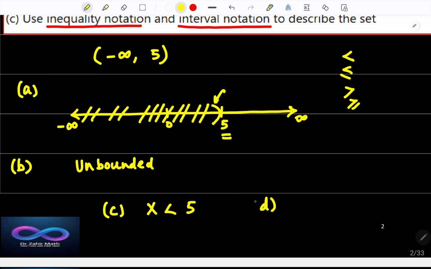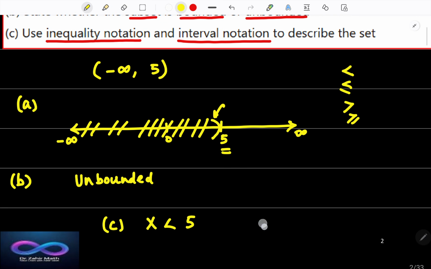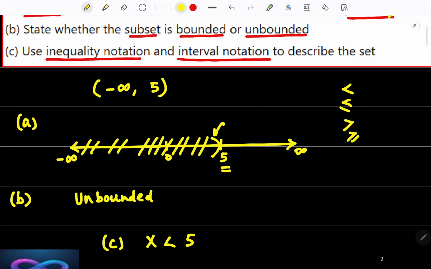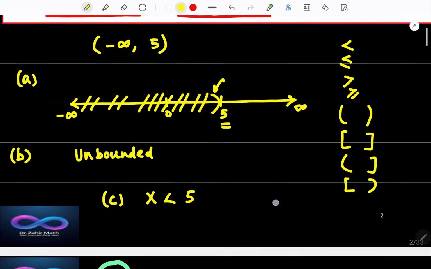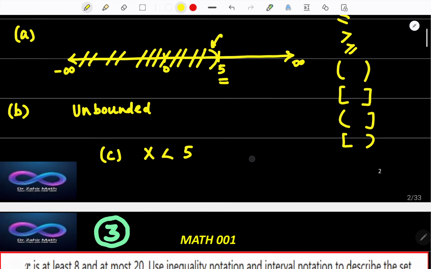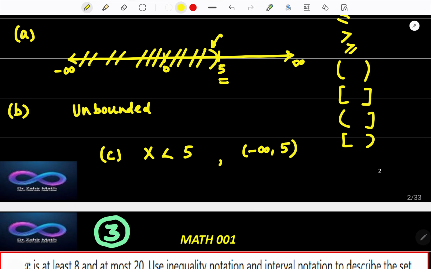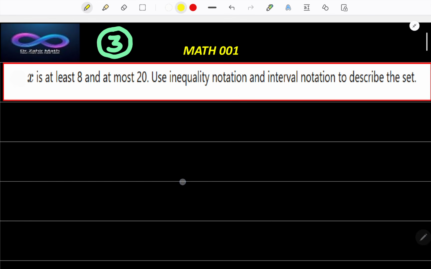The next is what? Interval notation, they are asking in the same question. What do you mean by interval? Interval means this one, this one, this one and this one. This is called interval notation. Interval notation is already given in the question, which is minus infinity comma 5. Clear? Right. Let's go to the next question.